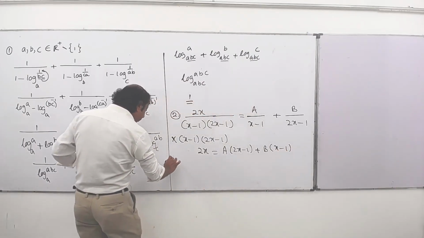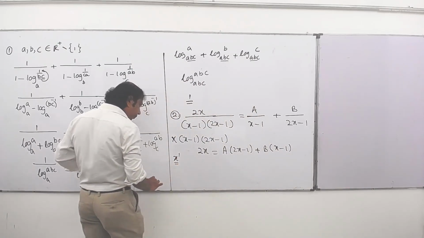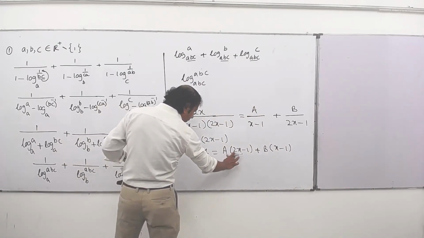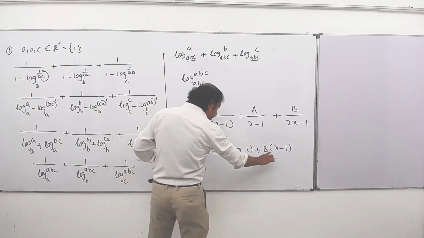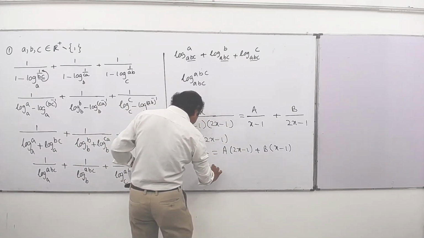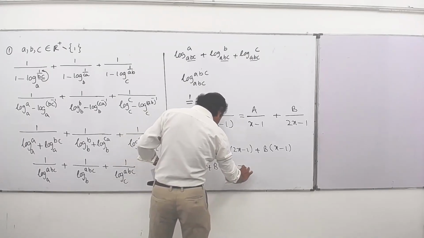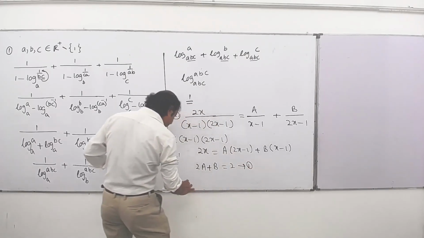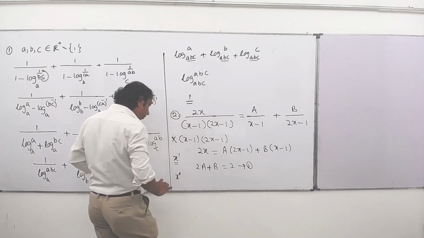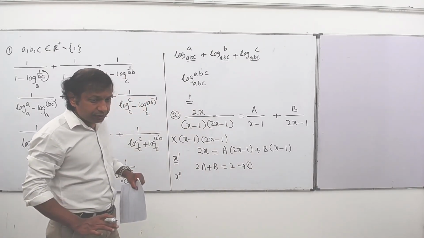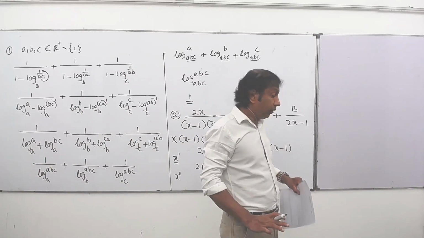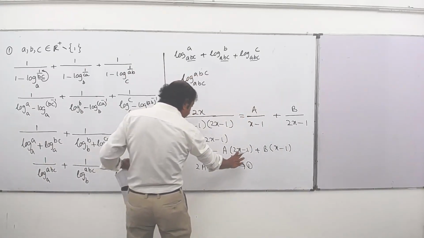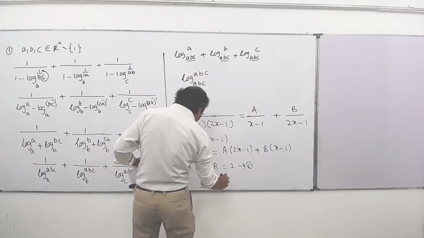We'll equate the x to the power 1 coefficient. Here we get 2A and here we get B. Here we have 2. Number 1. X to the power 0 coefficient, that means constants. We equate constants. Right? Once you get constants, here we get minus A, there minus B.